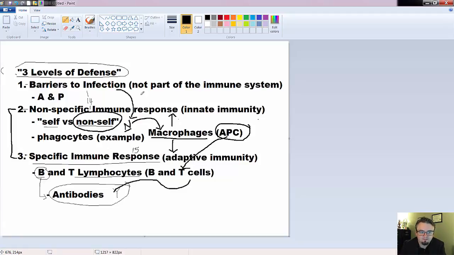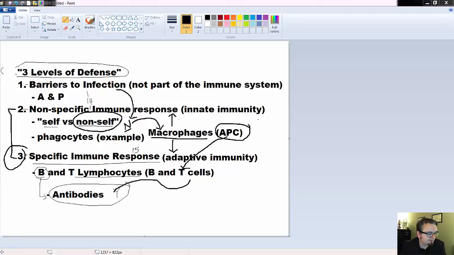So barriers fail, non-self is recognized, typically a neutrophil leads to the activation of a macrophage. And by the way, there's more things here. I'm summarizing, I'm not talking every detail. There's not always neutrophils that have to activate the macrophages, but that's a common way. Macrophages phagocytize, acting as an antigen presenting cell, carry the antigen to the T cells and the B cells, and that activates your third line of the immune system.